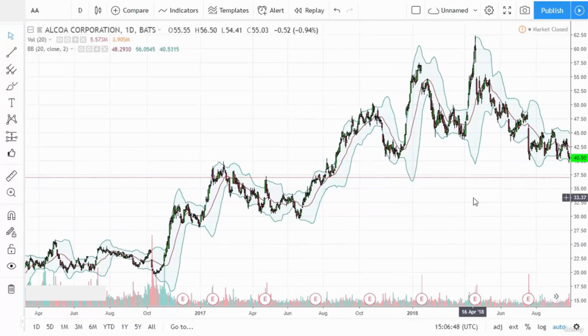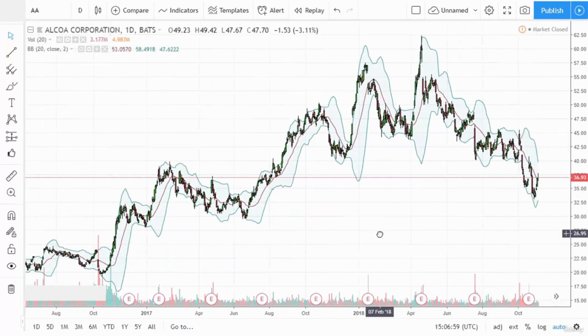Now, with all things technical analysis related, the first thing you want to notice is the trend. So when you have a slight lower or upper moving average, it's not a lot to do with the Bollinger Band.